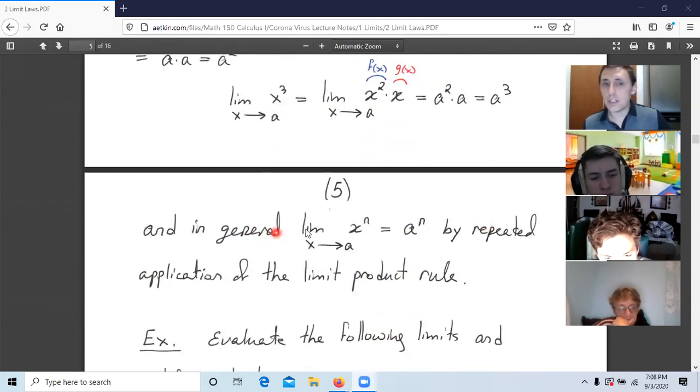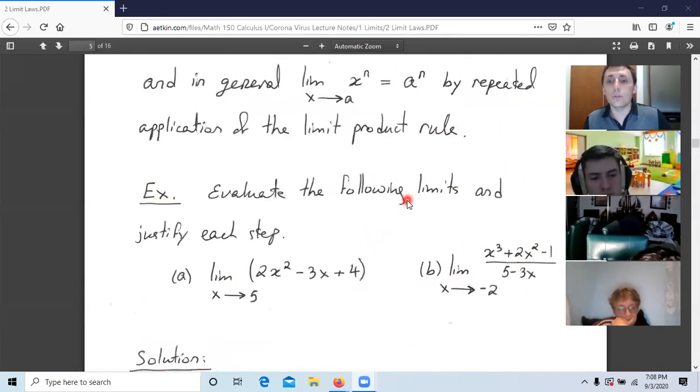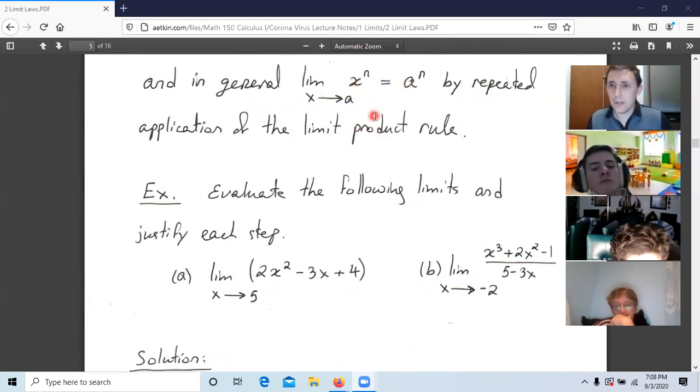Good? And in general, if n is any positive integer, the limit as x goes to a of x to the n can be obtained recursively by using the law for multiplication, and you will see that it's a to the n. So for x to the n, there is no reason to bother with anything. You just plug in the value. To take this limit, just plug in the value.